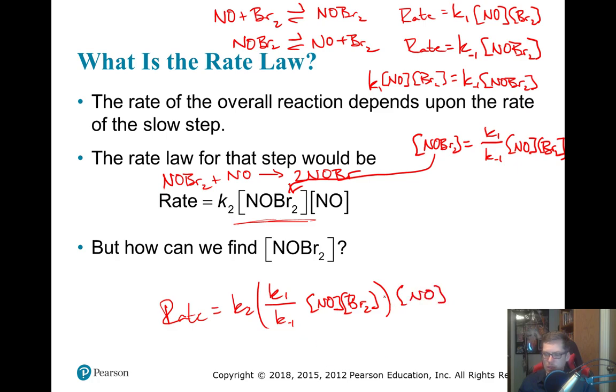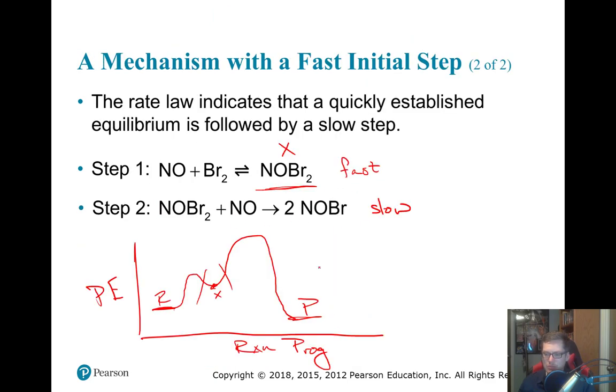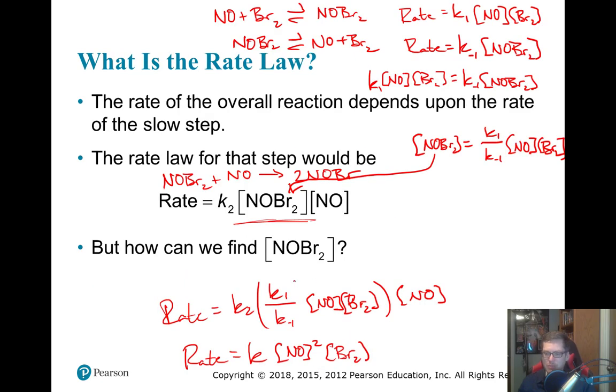All right, and because all these are K's and all these are just individual rate steps, our overall rate law would turn into the rate constant of the overall reaction, which we just call K, times the concentration of NO squared, because it's that, times the concentration of Br2. And there you go. That's your rate law, and that's exactly what we found up here experimentally, NO squared times Br2.